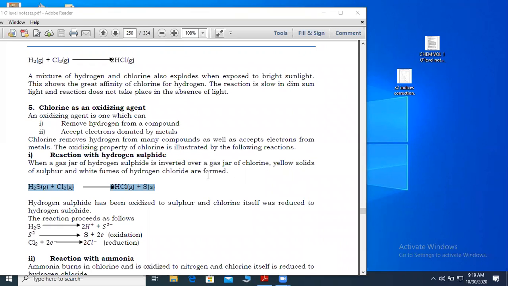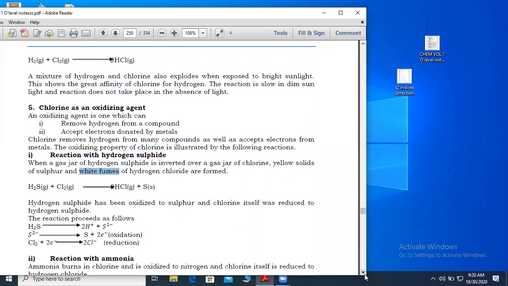You people, the answer is just right here. You are even not reading it. The yellow solid is here. It is sulfur. Sulfur is a yellow solid. And I told you where hydrogen chloride appears, it is always white. It always appears as white fumes of gas. So if I had asked for the observation, which is very possible, then you would have told me that a yellow solid is formed and white fumes of a gas.